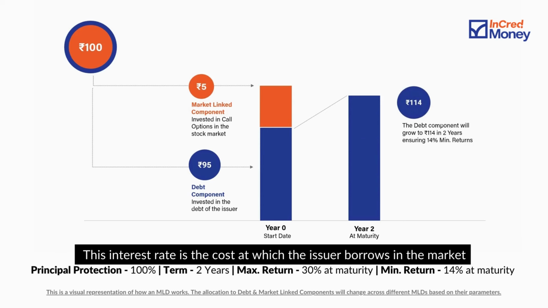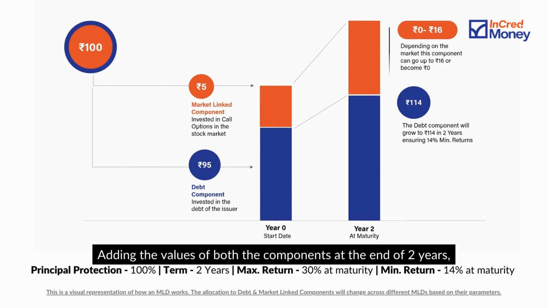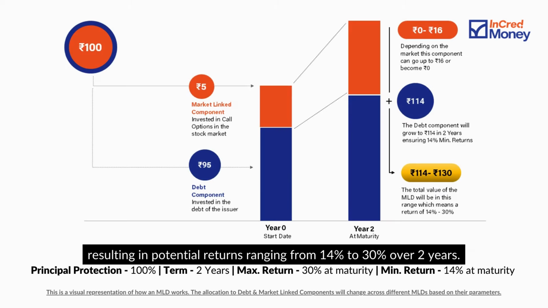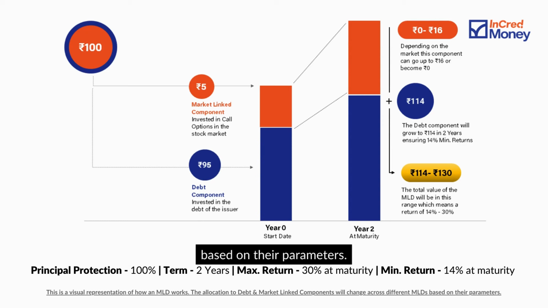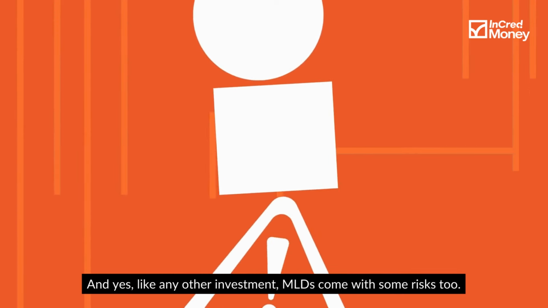This interest rate is the cost at which the issuer borrows in the market, and the 5 rupees based on the market movement can either become 0 or increase to 16 rupees within 2 years. Adding the values of both the components at the end of 2 years, the overall value would be within the range of 114 to 130 rupees, resulting in potential returns ranging from 14% to 30% over 2 years. The allocation of debt and market-linked components change across MLDs based on their parameters. And yes, like any other investment, MLDs come with some risk too.